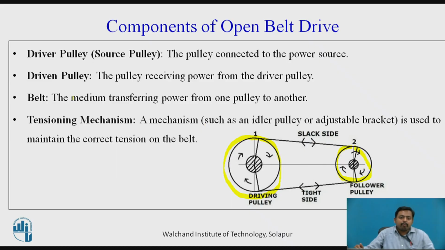In addition, we require a tensioning mechanism so that the belt will not slip. So an idler pulley or an adjustable bracket is used for giving the required tension. If the tension is reduced, there will be slip in the belt.